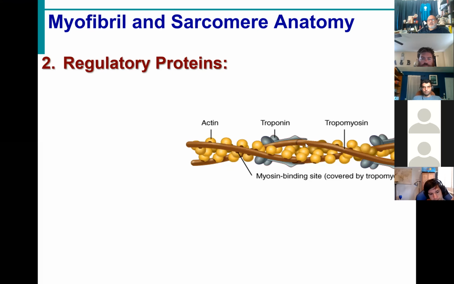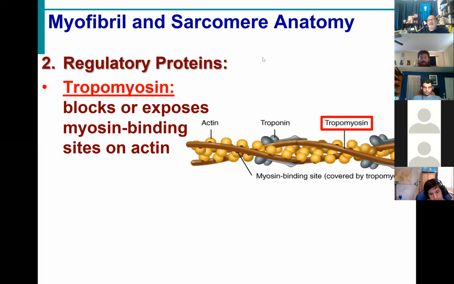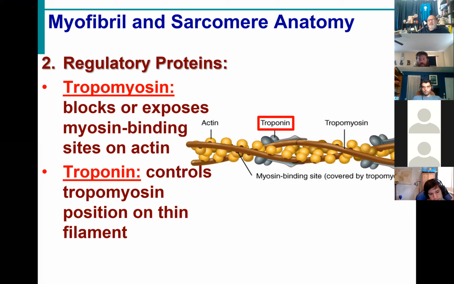Here we see those regulatory proteins, the long thread-like regulatory proteins sitting over the top of the actin, blocking the binding site, and that is our tropomyosin. And then we have the handle protein, that troponin, that can change its shape to move it out of the way when calcium binds to it.